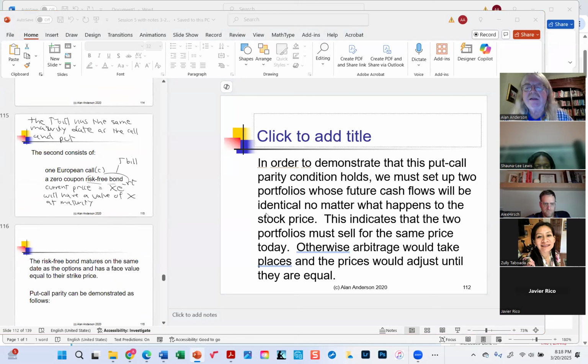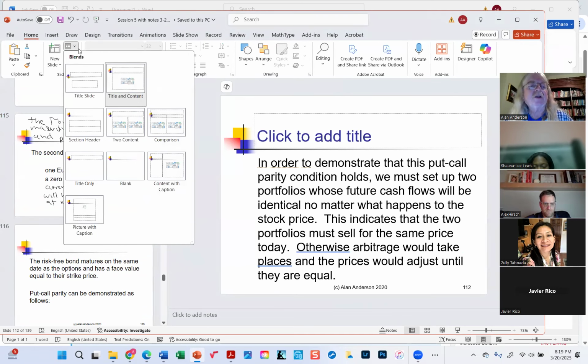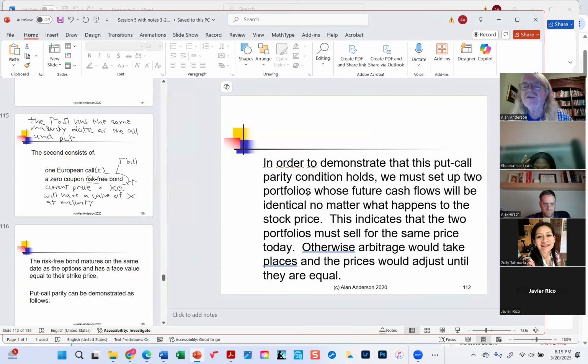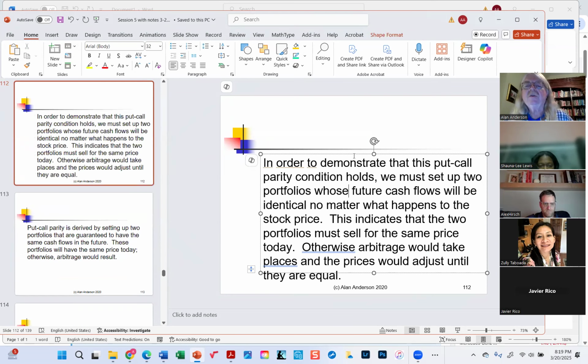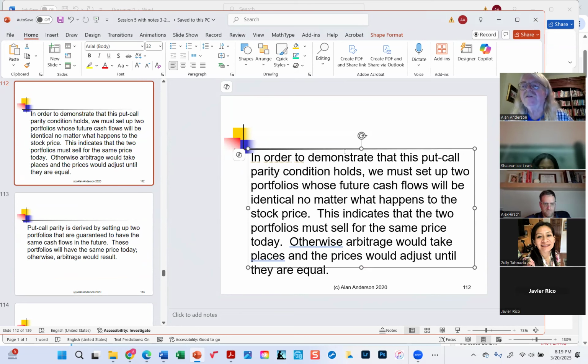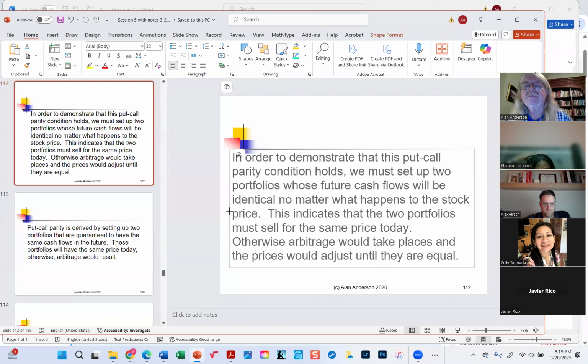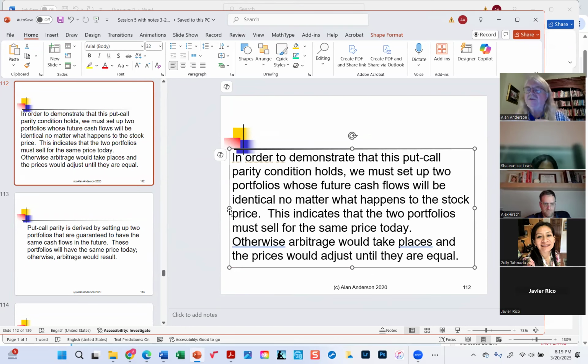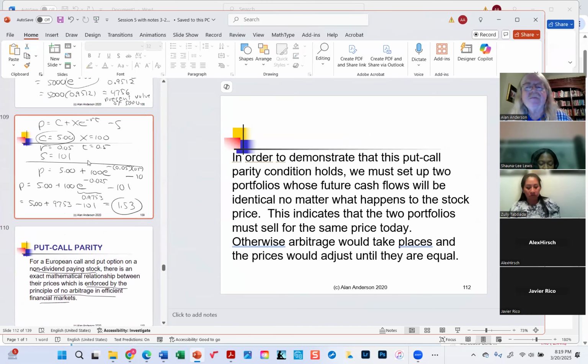All right, so anyway, what we're going to do now is prove why the put call parity condition holds in the first place using the principle of no arbitrage, meaning that if this relationship is violated, there'll be arbitrage opportunities. Investors will buy whatever's undervalued, they'll sell whatever's overvalued. The prices will adjust until they are back to where they belong. Okay, so here's what we have to do.